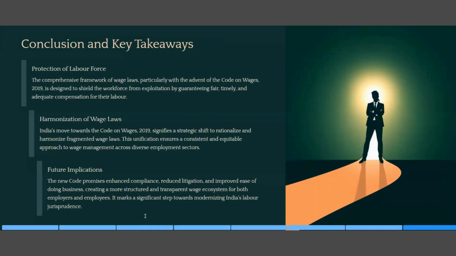Future implications: this new code promises enhanced compliance, reduced litigation, improved ease of doing business, creating a more structured and transparent wage ecosystem for both employers and employees. It makes a significant step towards modernizing India's labor jurisprudence. With this, I would end here.